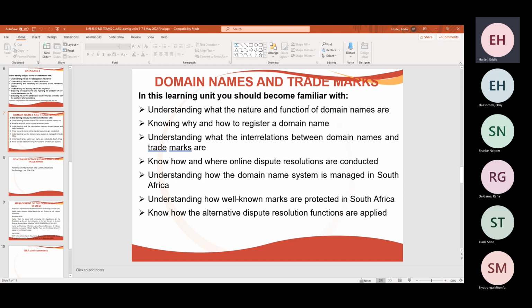But the domain name is something totally different. A domain name is registered on a first-come, first-served basis. So there's no investigation into whether a domain name can be considered to be a trademark or whether a domain name is infringing on a particular trademark, whether it be a well-known international mark or simply a registered domestic South African mark, for that matter.